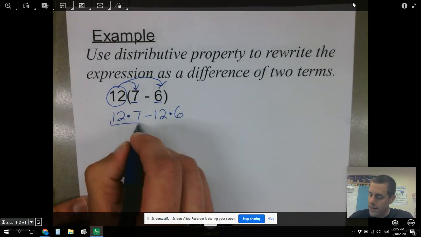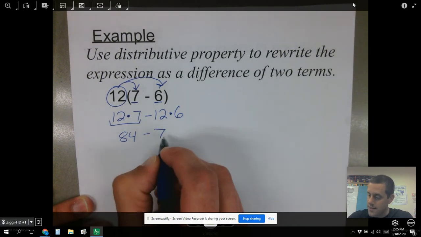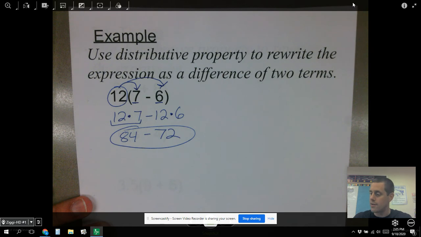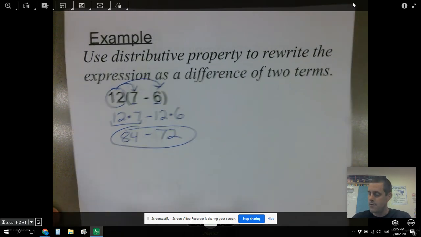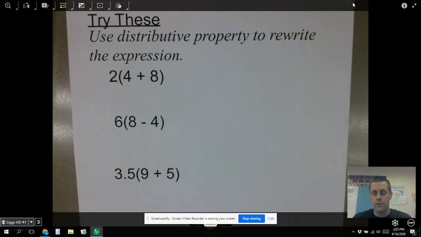Go ahead and do your multiplication. 12 times 7 is 84, minus 12 times 6 is 72, and that is our stopping point. We have generated an equivalent expression. 84 minus 72. All right, here are 3 expressions for you to try on your own. Copy them down, pause the video, work them out on your own, and then we'll go over them together.